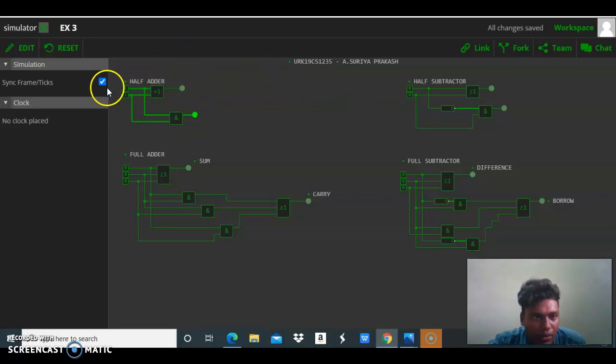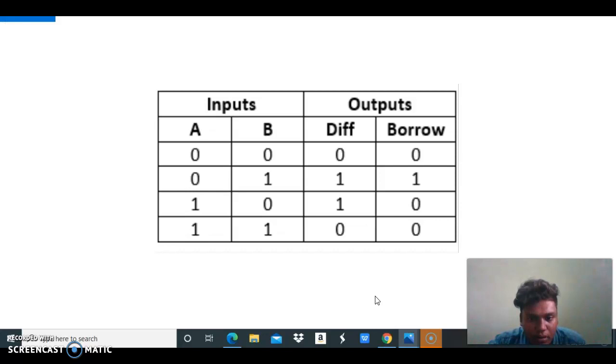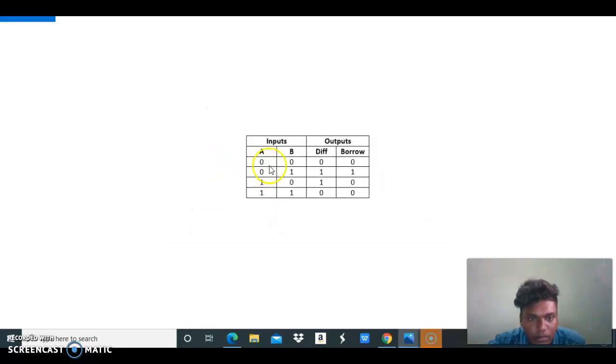Now we are going to see the subtractor. The subtractor truth table is: 0 0, difference is 0, borrow is 0. 0 1 is 1 1. 1 0, difference is 1, borrow is 0. 1 1 is 0 0.